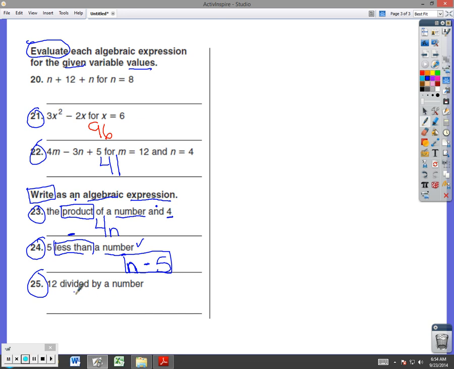The last one, 12 divided by a number. Divided by, that should really be an easy key word there, division. And I'm taking 12 and I'm dividing it, I'm breaking it into a certain number of parts, and I'll call that n. You could also write this as 12 divided by n. I will say this is most commonly seen this year as a fraction, because we want to think about fractions. And fractions are just division bars.